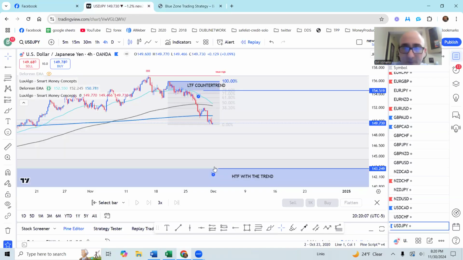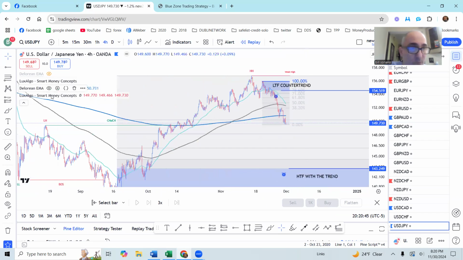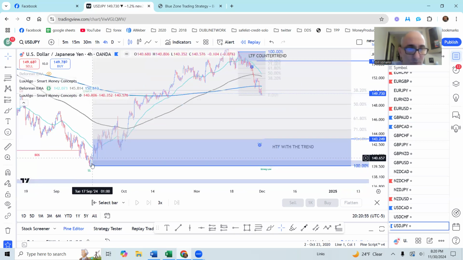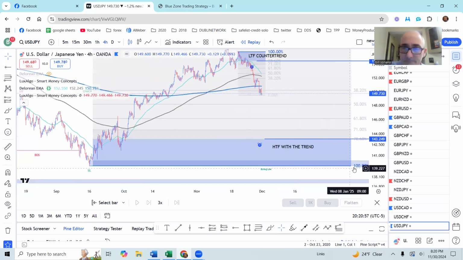Okay, so again, the higher time frame blue zone is with the trend. It's drawn on the 4 hour. It's drawn using an order block, right? On the 4 hour, right? So there's our order block right there. See? That area right there was our order block.